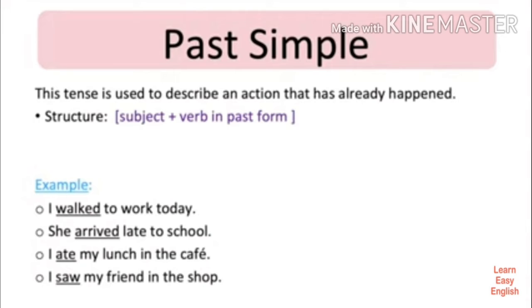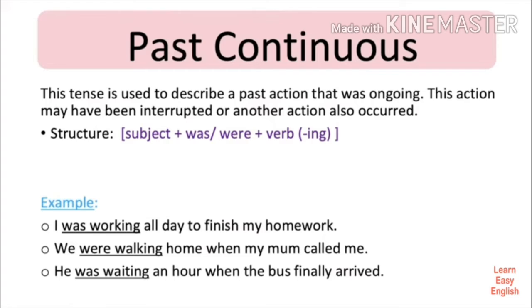Now let's move further and talk about the past continuous tense. This tense shows an action which was happening in the past. The structure of these sentences depends upon the nouns coming on the subject place. If the subject is singular, we'll use was with it, whereas if the subject is plural, we'll be using were with it.